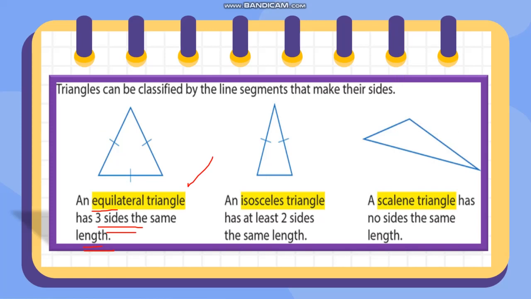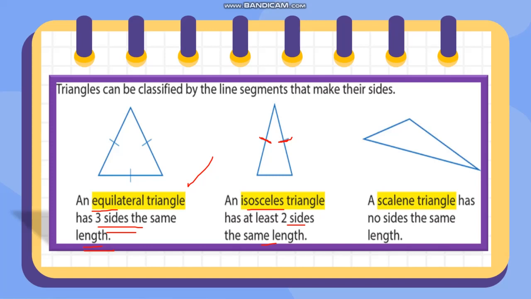Next, isosceles. An isosceles triangle has at least 2 sides the same length, which means 2 sides are equal. If you see a small line symbol on 2 sides, it means those 2 sides have the same length. So if 2 sides are equal, that is isosceles. Scalene, as you can see, has no line symbols. It means it has no sides the same length. A scalene triangle has no sides the same length.